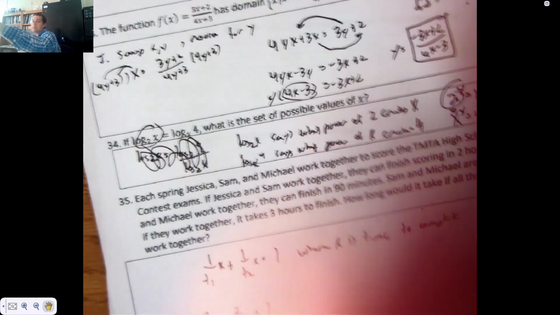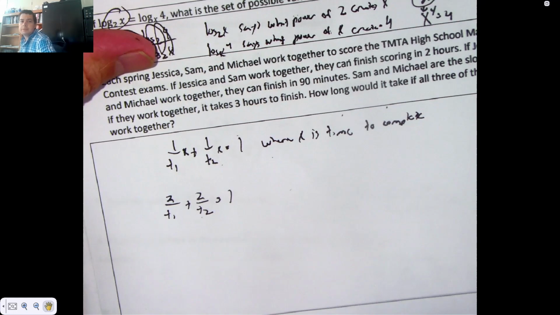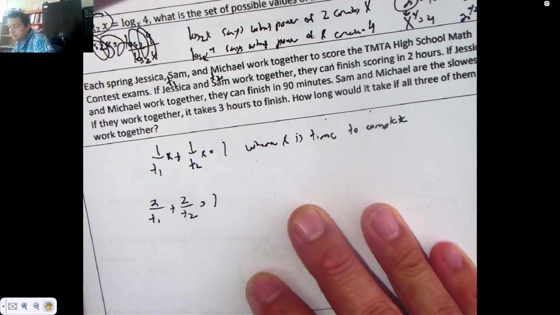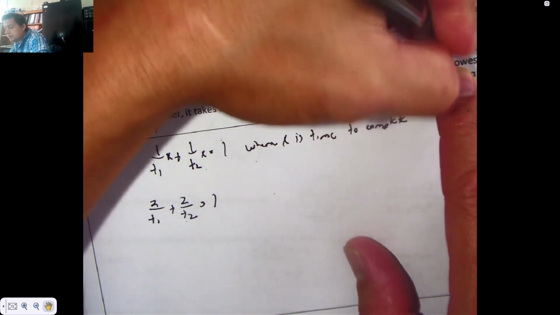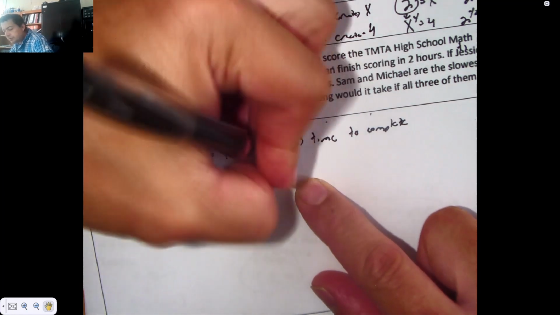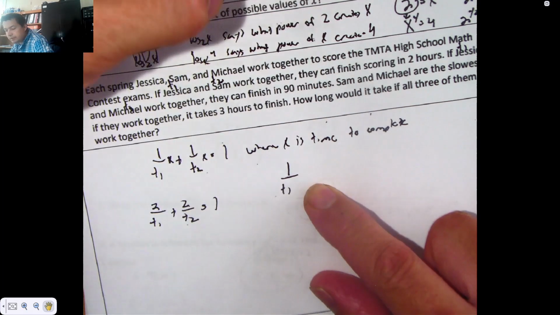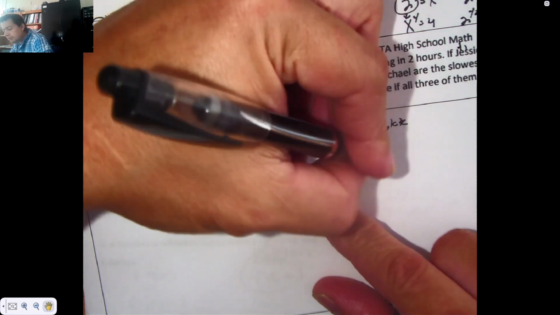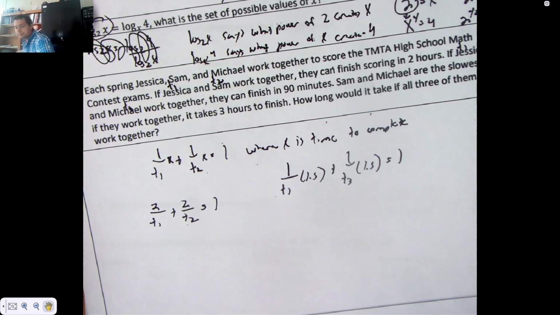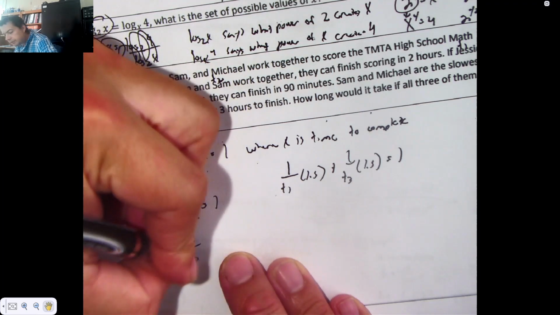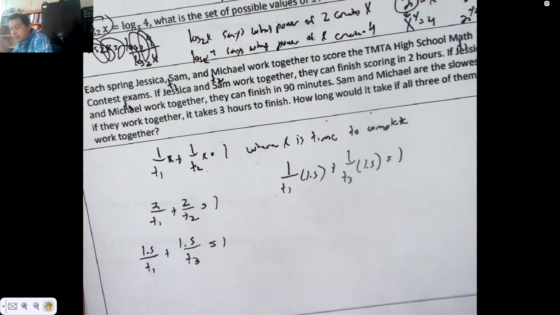If Jessica and Michael work together, see, Jessica was time 1, Sam was time 2. Next one is time 1, and Michael will be time 3. So 1 over time 1, 90 minutes, 1.5 hours, plus 1 over time 3 equal to 1. Second equation, 1.5 over time 1 plus 1.5 over time 3 is 1. They can finish in 90 minutes.